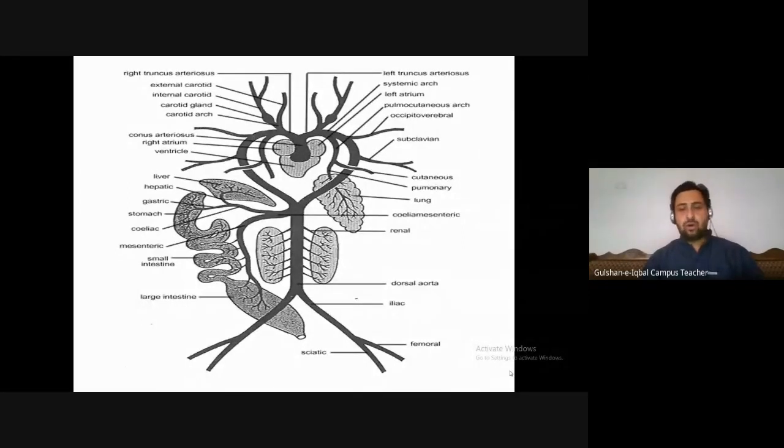This is the whole arterial system. The diagram needs lots of practice. This is one of the most difficult diagrams to make perfect, to execute perfectly, and to label quite well. So it is for 5 marks, and you are supposed to make this diagram in a way that it should be presented very, very well.